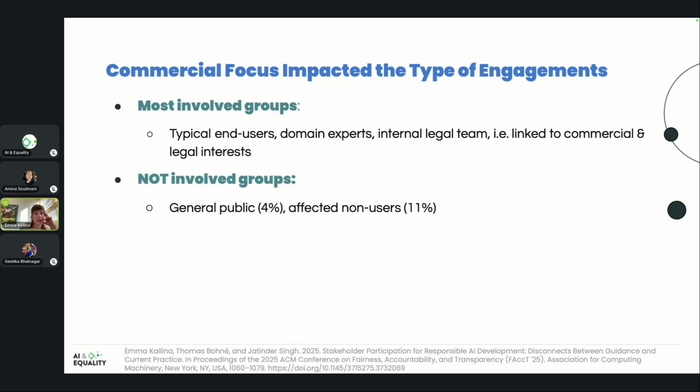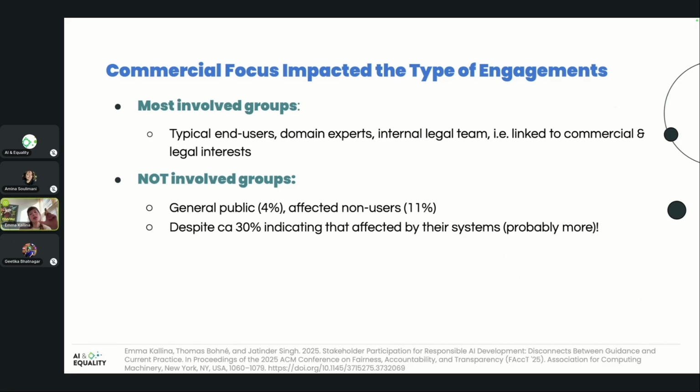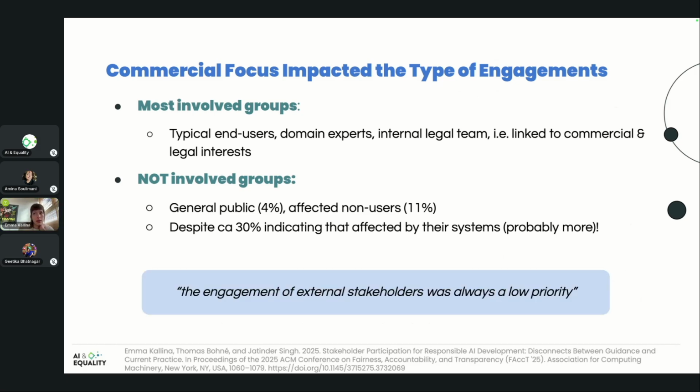And who wasn't involved was the general public, affected non-users, and also users that weren't the typical users, so atypical users, more in the margins. They were also not involved. That was interesting, because over 30% for each of these three groups said that they think their system will affect them, but they couldn't be asked, basically, to involve them. Yeah, that was just always a low priority.